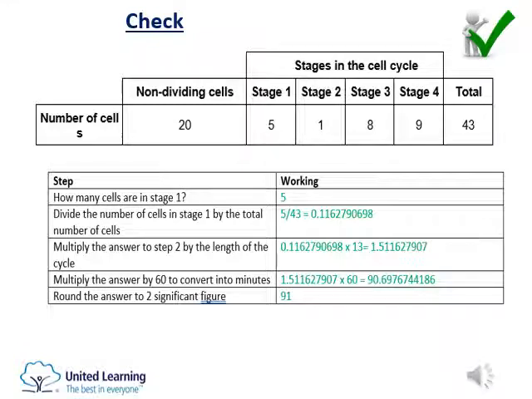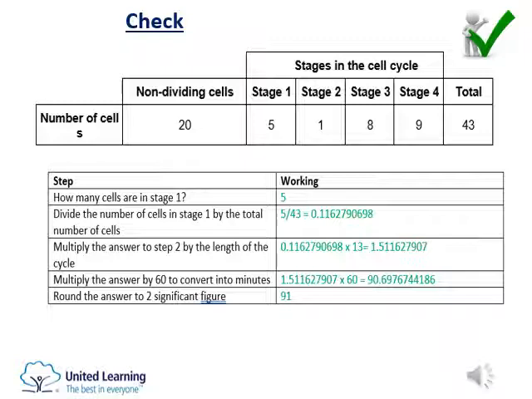Once we've worked that out, it asks us to multiply the answer to step 2 by the length of the cycle. So we would do 5 divided by 43 times by 13 hours. And then the length that we get is 1.5116 hours.